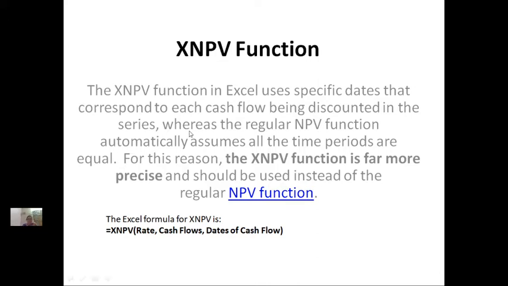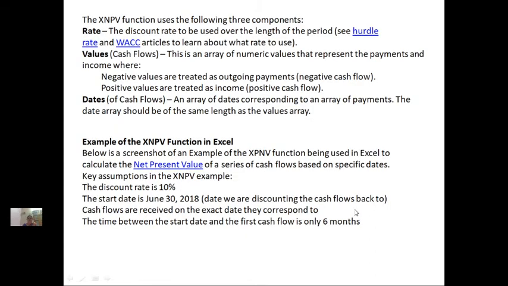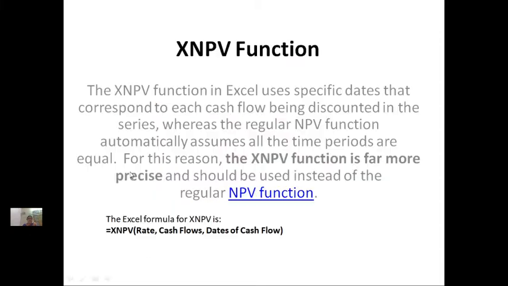Now let us see XNPV. That is the syntax here: rate, comma, cash flows, comma, dates of cash flow. Okay. Now let us go to the next slide. Here it is explaining the arguments of XNPV. That is the XNPV syntax. Arguments: rate, cash flow.